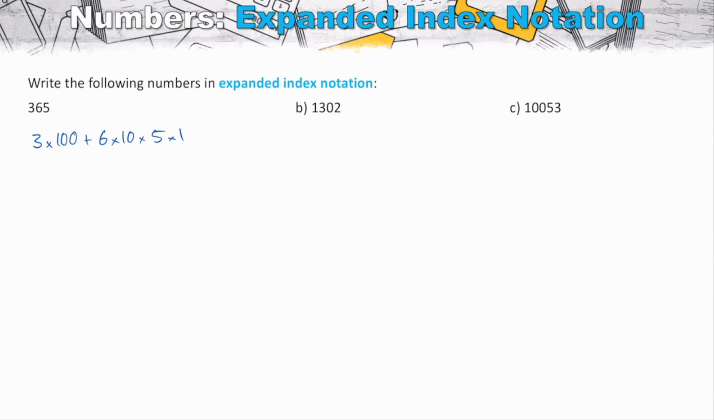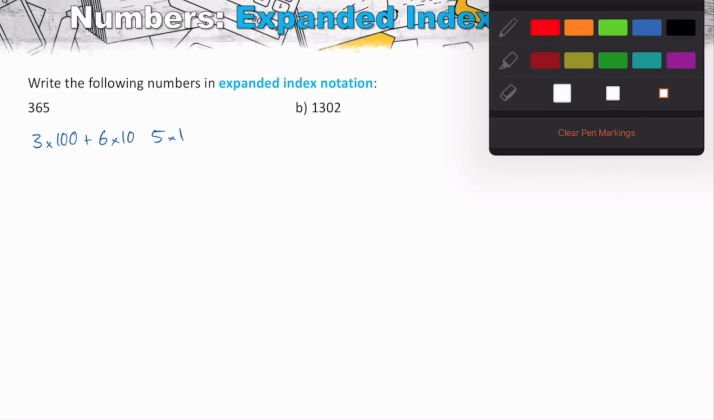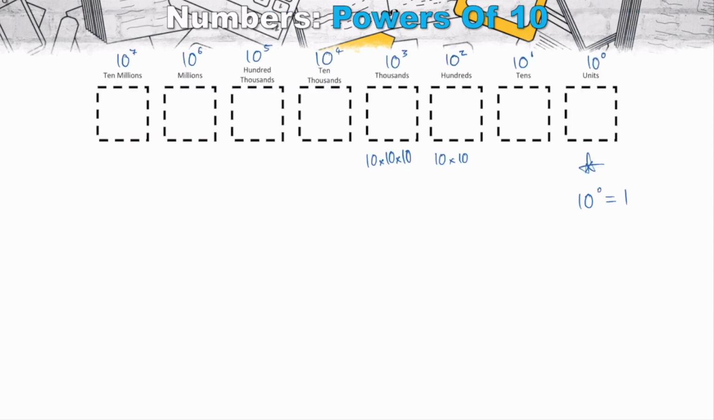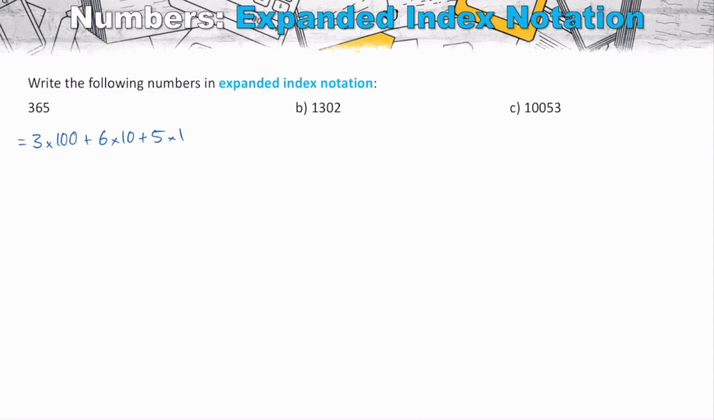Oops, that should be a plus symbol there. Let's get the little eraser out. So that should be a plus 5 of our units. However, if you think about 100, we can represent the hundreds with 10 to the power of 2. So we can represent this as 3 lots of 10 to the power of 2. We can represent the tens as 10 to the power of 1, so this is going to be plus 6 lots of 10 to the power of 1.